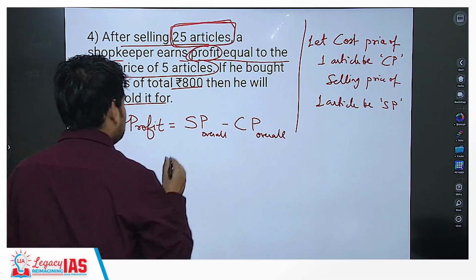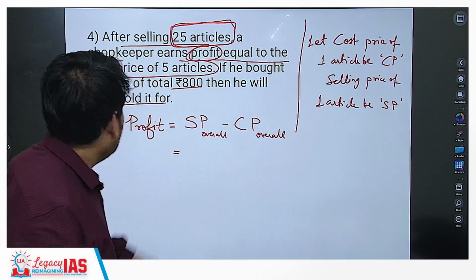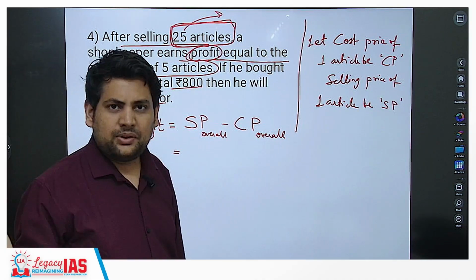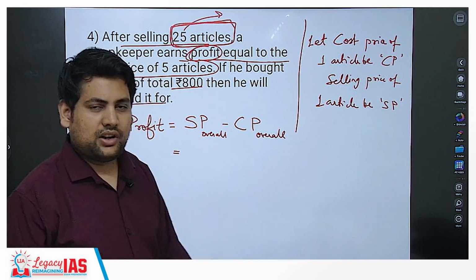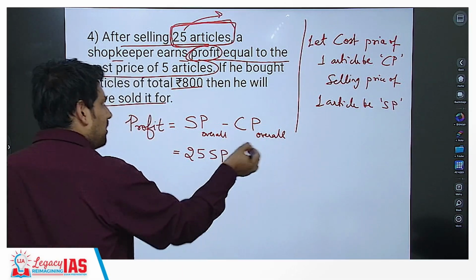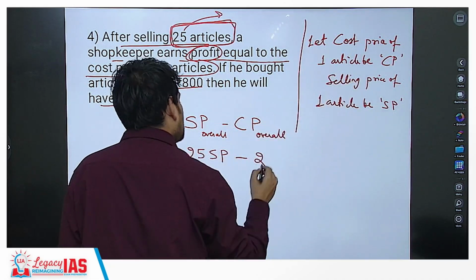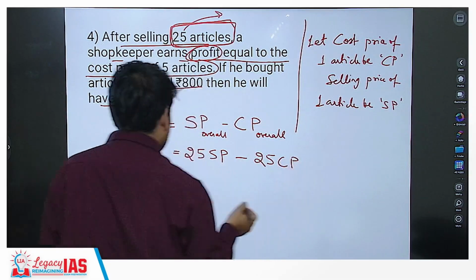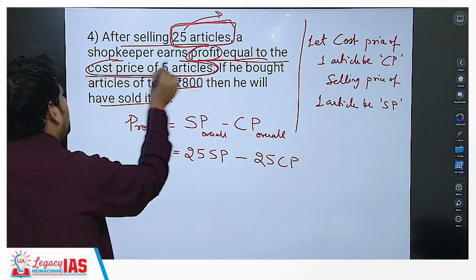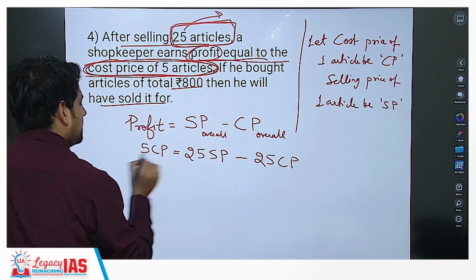Now see, overall selling price will be what? If one has the selling price of SP, then 25 is being bought or sold, correct? Bought or sold will be same. 25 articles, if I am a shopkeeper, I buy 25 articles, I also sell 25 articles. So this becomes 25 SP minus cost price overall. If cost price of one article is CP, then of 25 is 25 CP, simple. Then profit is given to be equal to cost price of 5 articles. So profit becomes 5 times CP.